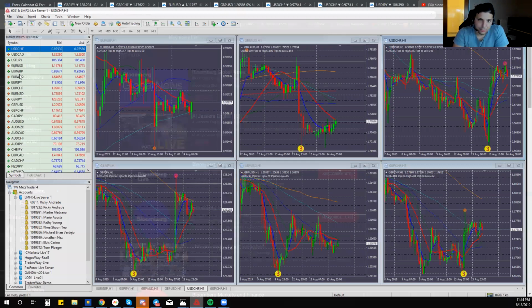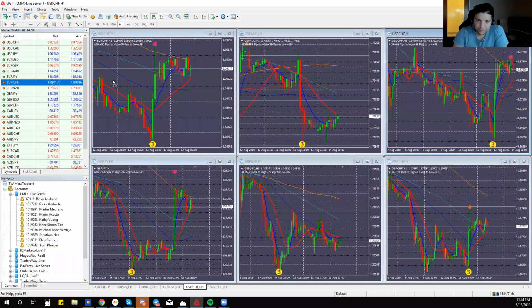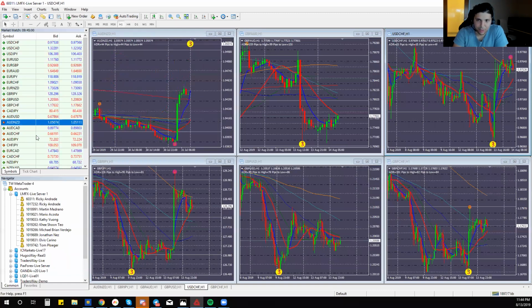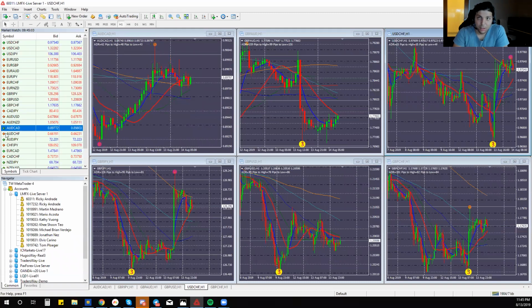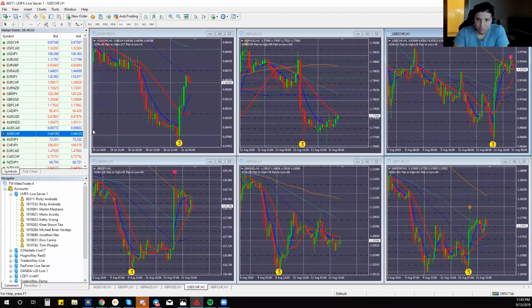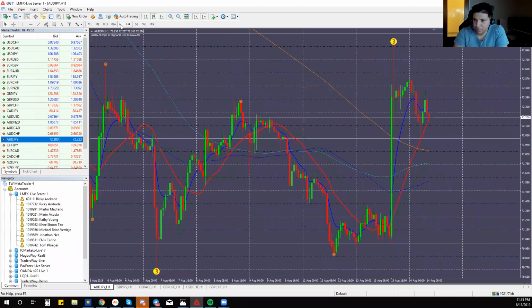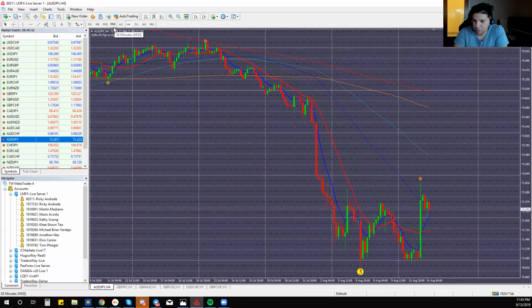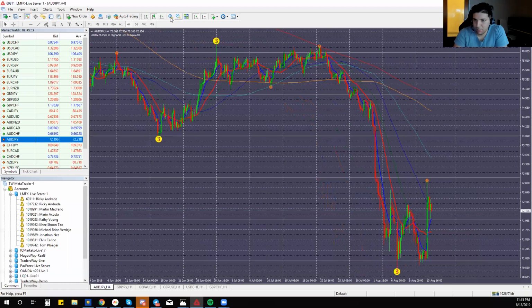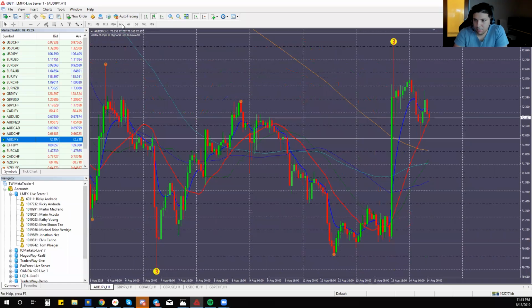Something else that I do, I'm looking through all the pairs. So it's not just those pairs that I pulled out. I'm looking through everything, to see if I see any patterns, anything that's indicating a reversal, like AUD JPY. I'm going to be pulling this one up.